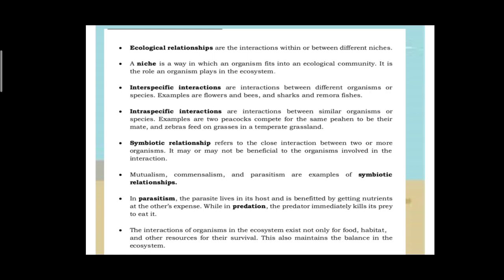Examples are two peacocks competing for the same peahen to be their mate, and zebras feeding on grasses in a temperate grassland. Symbiotic relationship refers to the close interaction between two or more organisms. It may or may not be beneficial to the organisms involved in the interaction. Mutualism, commensalism, and parasitism are examples of symbiotic relationship. In parasitism, the parasite lives in its host and is benefited by getting nutrients at the other's expense, while in predation, the predator immediately kills its prey to eat it.